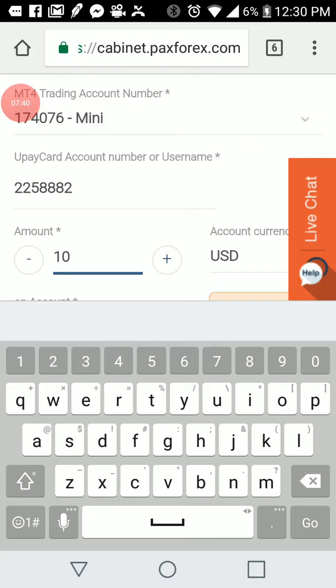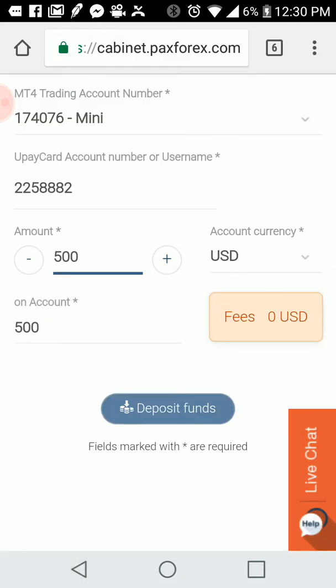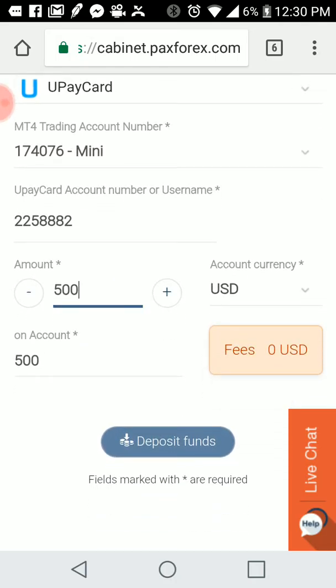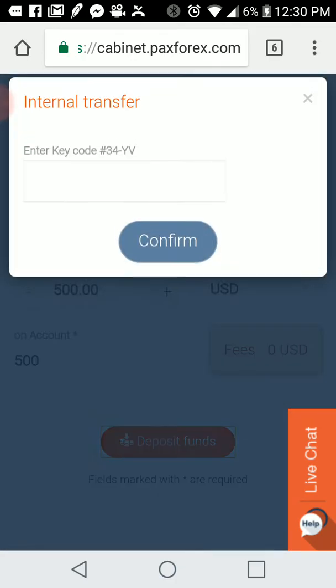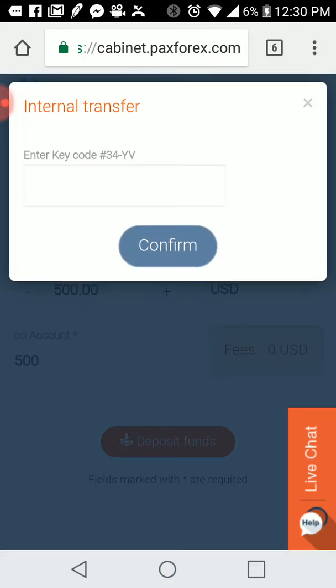And we will fund it with $500. And shall deposit the funds. UPay card system, the mini account, $500. Deposit funds. And this is a great feature that they have. This ensures that you are the person who is authorized to send the funds. So let me go ahead and turn this off and come back once we have this transferred.